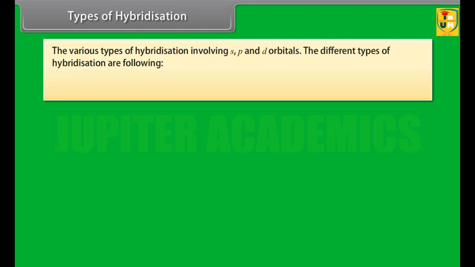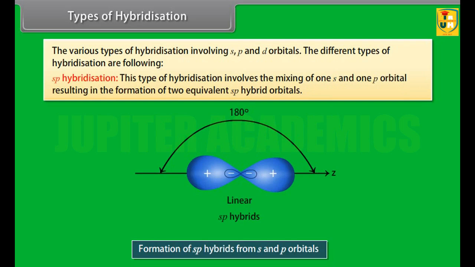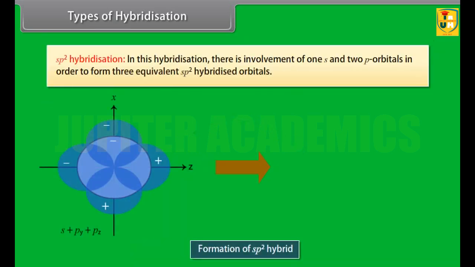Types of hybridization. The various types of hybridization involving s, p and d orbitals. The different types of hybridization are the following. sp hybridization. This type of hybridization involves the mixing of one s and one p orbital, resulting in the formation of two equivalent sp hybrid orbitals. sp2 hybridization.